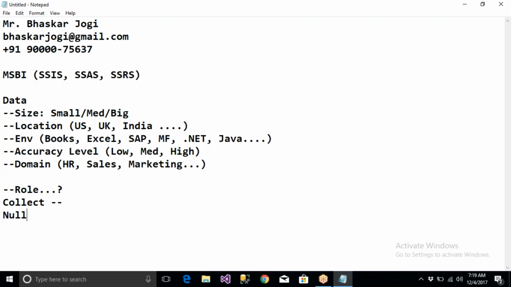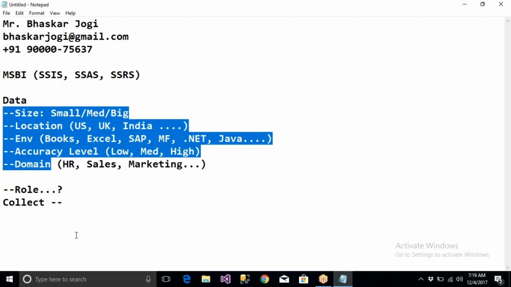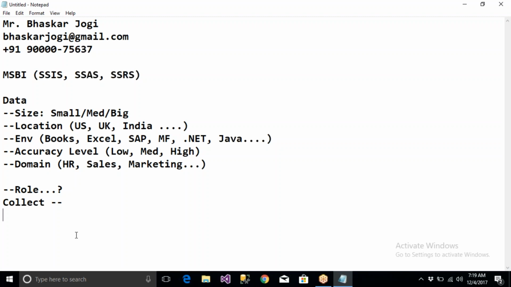With this type of data, what kind of analysis can we do? Definitely, the null values need to be filled with some kind of data, and that you also have to take. So you have to collect the data. While collecting, you will have different issues: the size, location, environment, accuracy, domains. Whatever the issue, don't worry, but you should still be able to collect the data. That is our role. For collecting data, we're going to use SSIS. SSIS means SQL Server Integration Services. Integration means merging, collecting, getting the data and dumping it into one system.